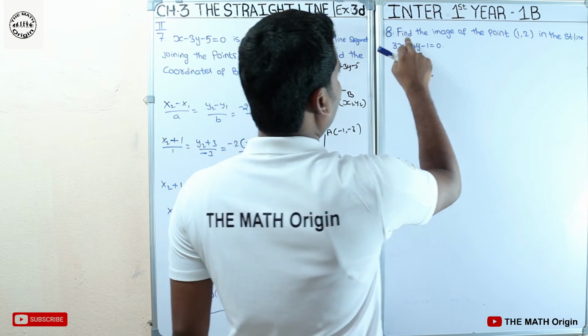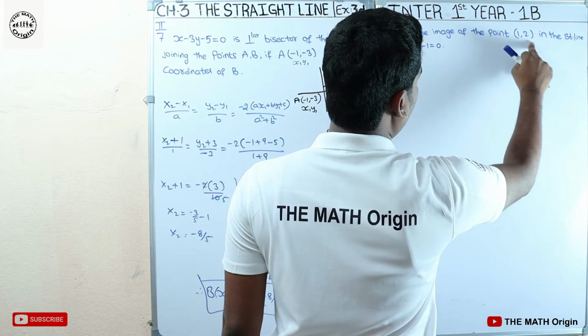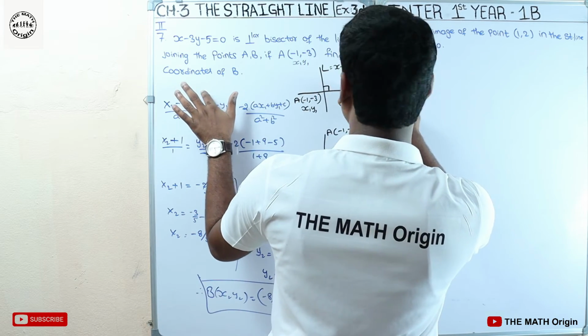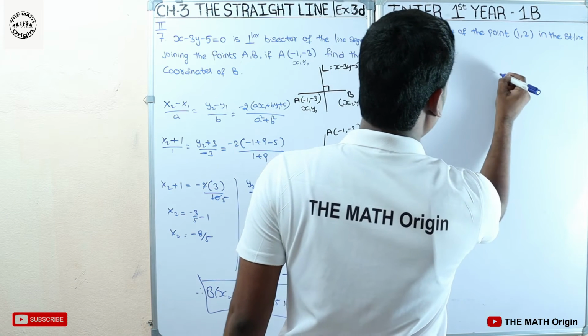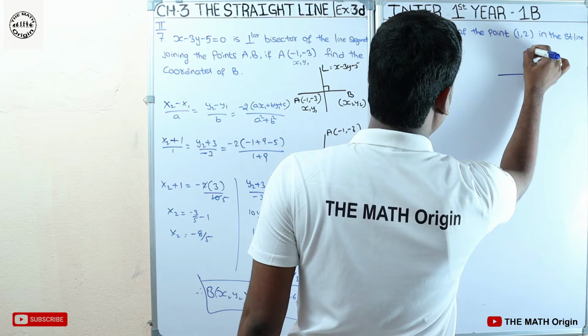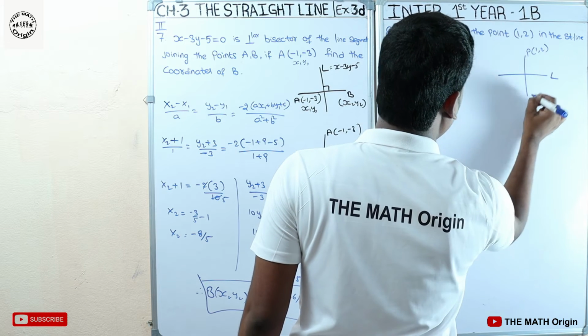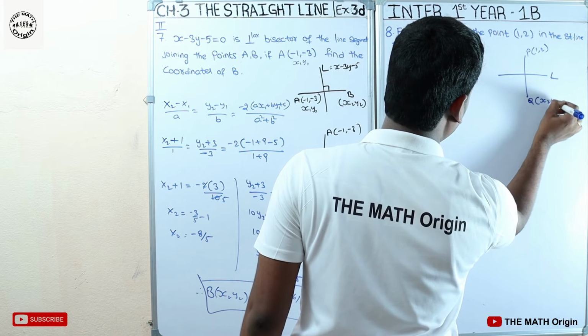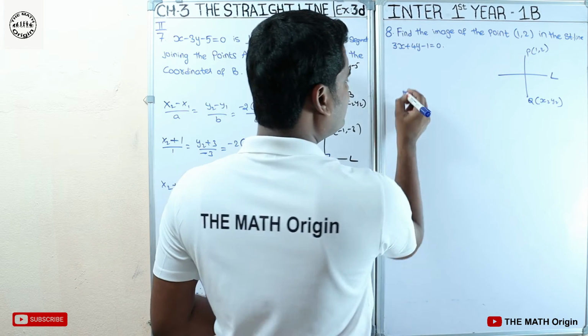Now the 8th problem. Find the image of the point 1, 2 in the straight line. This is also exactly similar to the previous question. They mentioned we have a line L and a point P of 1, 2, and the image of the point will be Q, here x2 y2. So we need to find out this x2 y2.